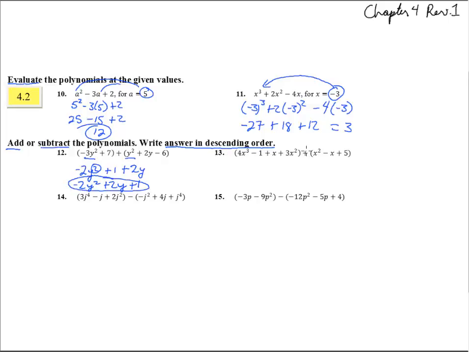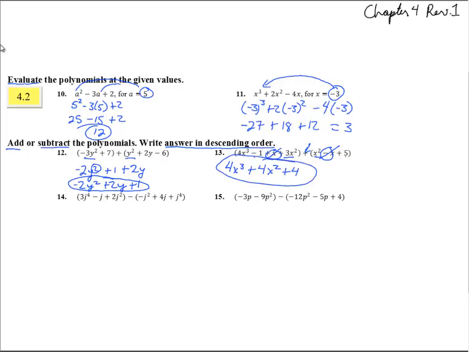Number 13. And this is plus. Now that we know we have to do that, let's try to keep them in order. 4x cubed. There's no x cubed to add to that. Then a 3x squared and an x squared. That gives us 4x squared. Now, do we have any x's? Yep, right there. An x and a minus x. Oh, gone. Those guys don't do anything. And then we have minus 1 and positive 5. So that's a plus 4. And there we have it.